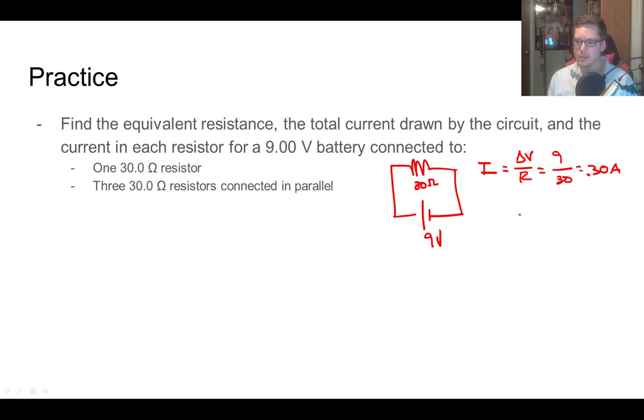And then the current in each resistor, well, we know that in a parallel circuit or a series circuit, it doesn't really matter. With one resistor, the current's 30. Now we have 3 of them, so it's the same idea, but I'm going to draw it a little different, like this.